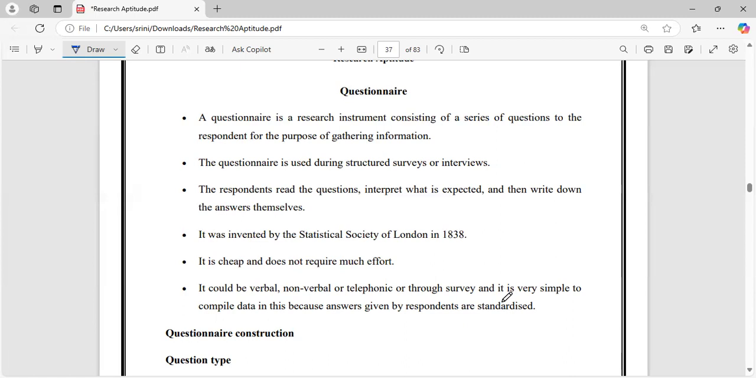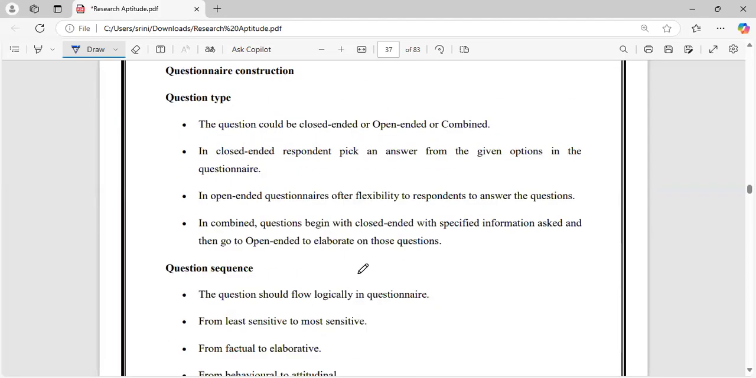The questionnaire was invented by the Statistical Society of London in 1838. It is cheap and does not require much effort. It could be verbal, non-verbal, or telephonic, or through survey, and it is very simple to compile data in this because answers given by respondents are standardized. Types include either open-ended or close-ended, or a combination of both types.